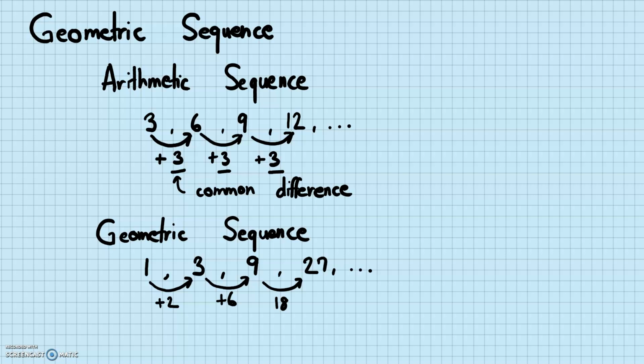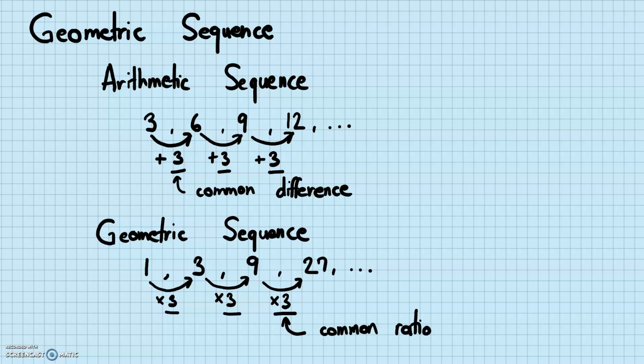But if you think about multiplication and division, it's much simpler. So to get from 1 to 3, you can simply multiply by 3. To get from 3 to 9, you can multiply by 3. And to get from 9 to 27, you can also multiply by 3. So instead of adding the same number each time, for a geometric sequence, we've multiplied by the same number each time. And the number that you're multiplying, so 3 in this case, is called the common ratio.